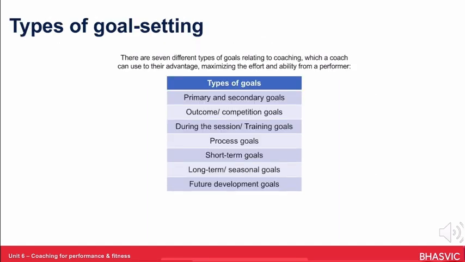Types of goal setting. There are 7 different types of goals relating to coaching, which a coach can use to their advantage, maximizing the effort and ability from a performer. Primary and secondary goals. Primary goals refers to the end goal, which is the overall focal point of the performer or team. Secondary goals refers to the goals which contribute to the overall focal point or primary goal. For example, a primary goal is winning a football game, and a secondary goal is scoring goals within that football game.